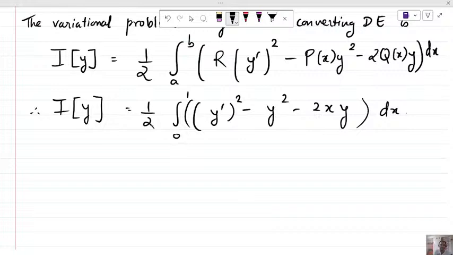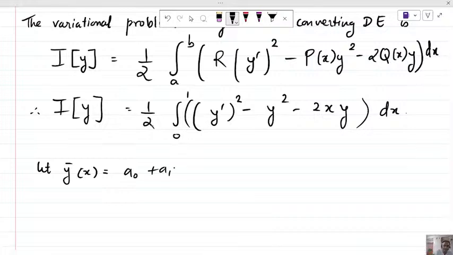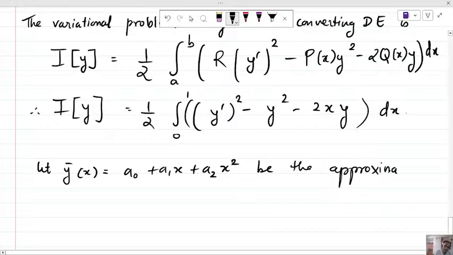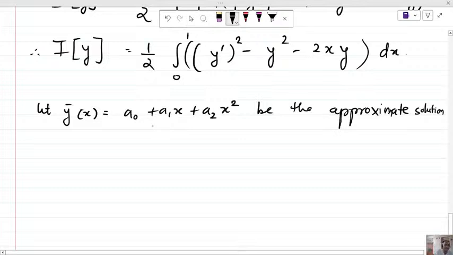Now the same things will follow like in the previous step, because here also the boundary conditions are the same, no difference here. So I'll say here, let y bar of x equals a naught plus a1 x plus a2 x square be the approximate solution. And then we will do all those substitutions.